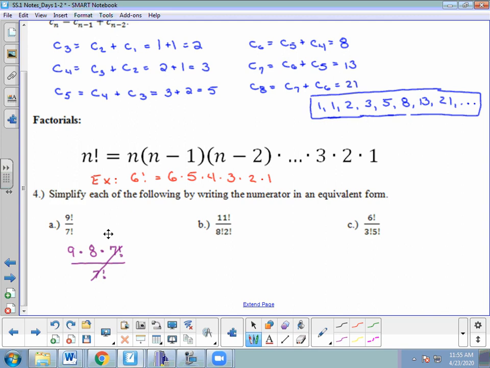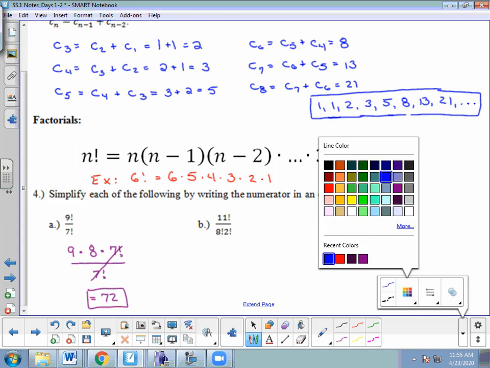So now that leaves me with 9 times 8, and 9 times 8 is 72. So for 9 factorial over 7 factorial, there are many different ways to come up with this answer, but we can do this pretty quickly by changing 9 factorial into 9 times 8 times 7 on down to 1 with 7 factorial, and then canceling out the 7 factorials.